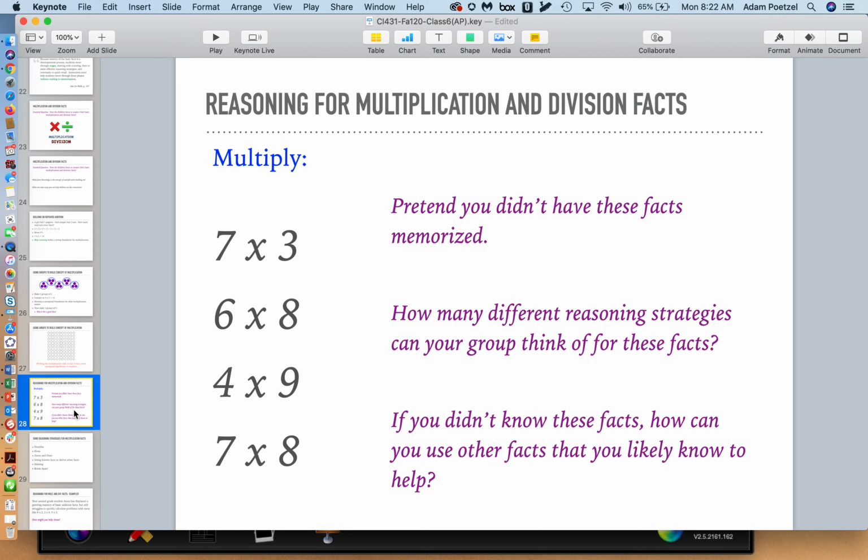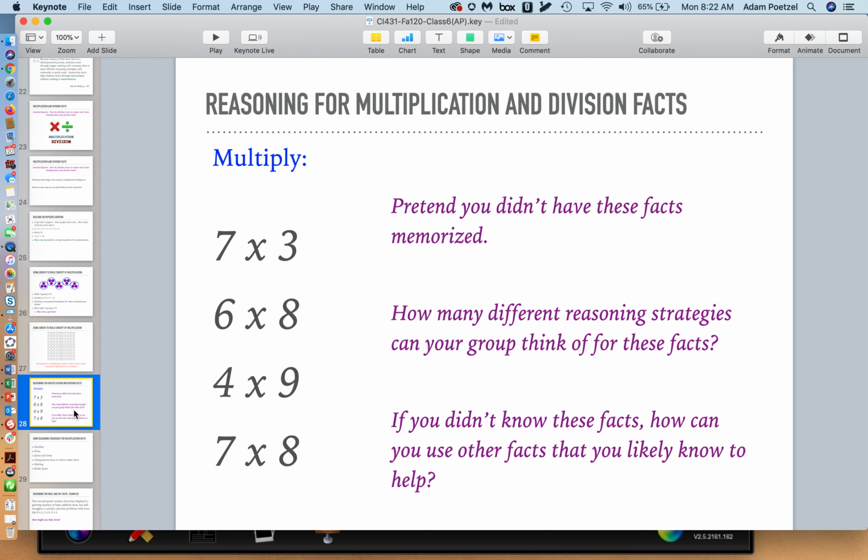48. Or maybe 4 times 9, I might think, well, 4 times 10 is 40, I know that. So 9, well, that'd be having 4 less. So that would be 36, going that way.